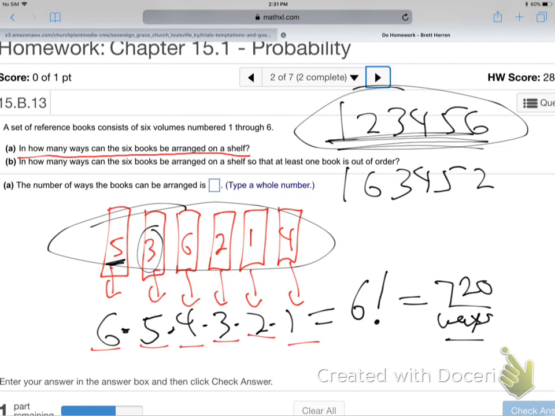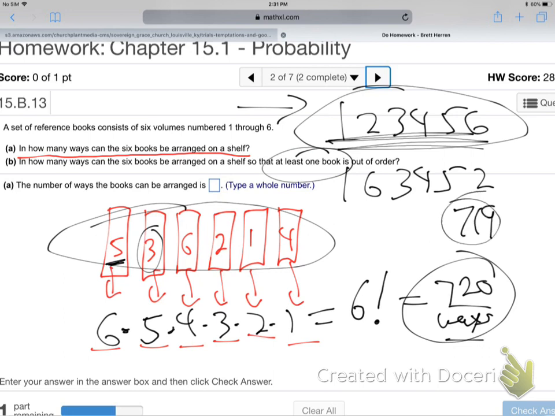So when they say, remember there's 720 total different ways to rearrange the books, but only one of them has all the books in order. So if they're saying, how many ways that have at least one? Well, all the ways but the one. So take 1 away, obviously, 719. Once you look at it that way, you're like, what a simple question.